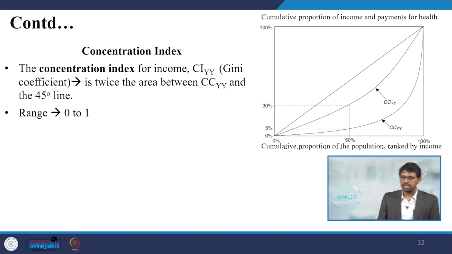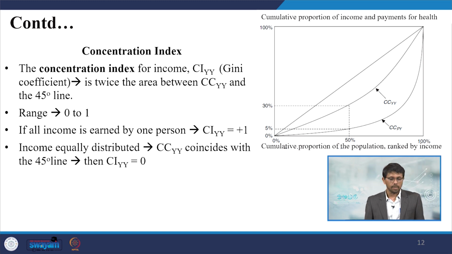So, the range of this is actually 0 to 1. If all income is earned by one person only, then of course the concentration index value would be +1, okay, and if income is equally distributed, then CCYY, as already mentioned, coincides with the 45-degree line, hence there will be no inequality, hence the CY index, or the concentration value in terms of income, is equal to 0.